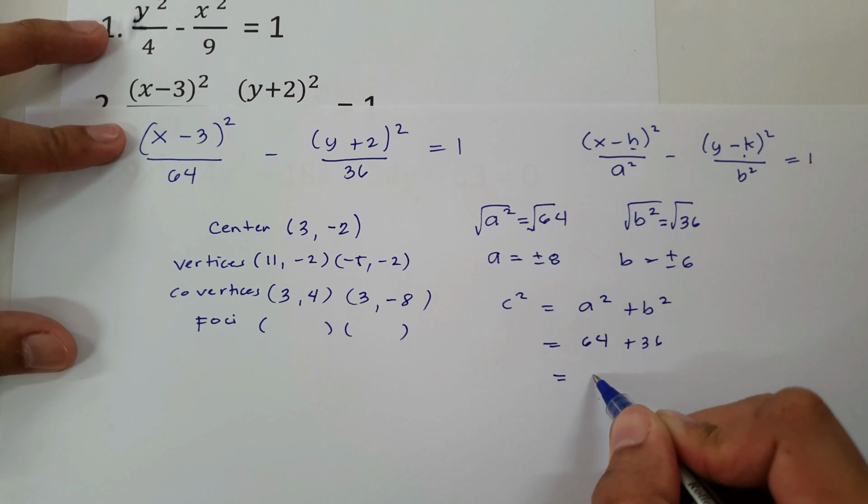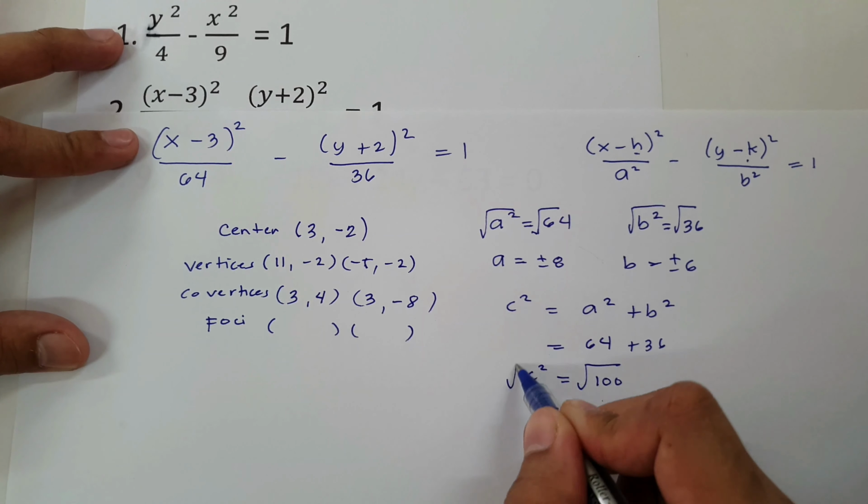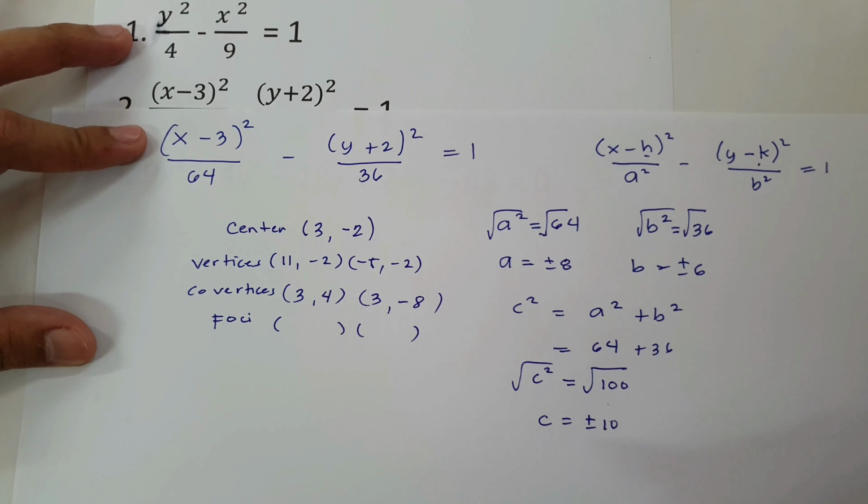And then we're going to add, it gives us 100. So c squared equals 100. To find the square root of 100, let us extract both roots. So c equals positive and negative 10.